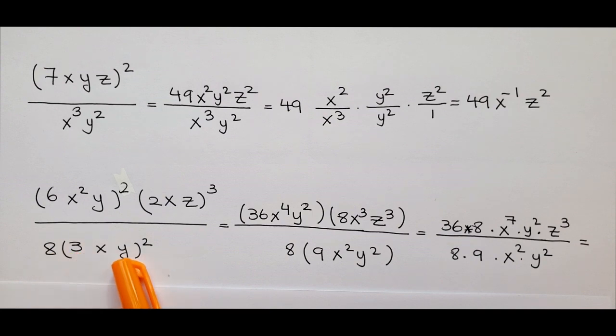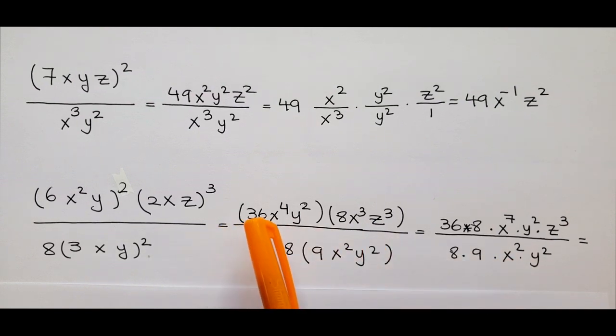And then we distribute the 8. So 9 x squared y squared, and then in the next step we will distribute the 8. So this is what I did, 8 times 9 x squared y squared, and then on top I have 36 times 8. Then x to the power 4 from the first parenthesis, x cubed from the second, x to the power 7, y to the power 4, z cubed.